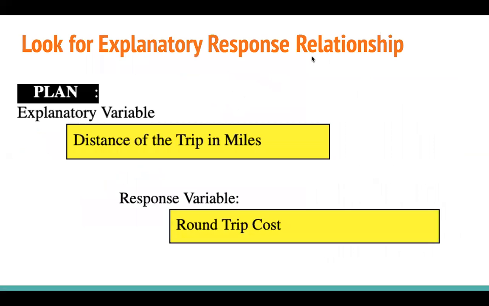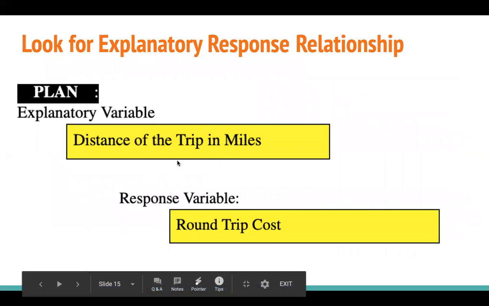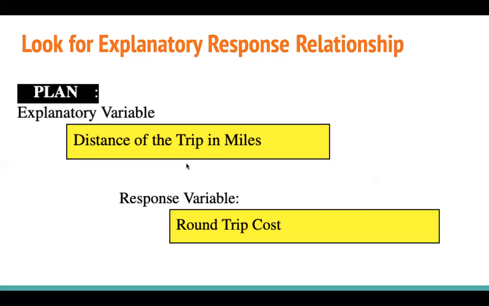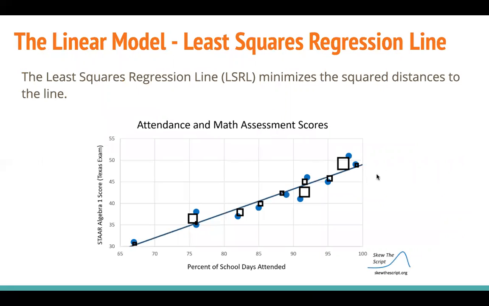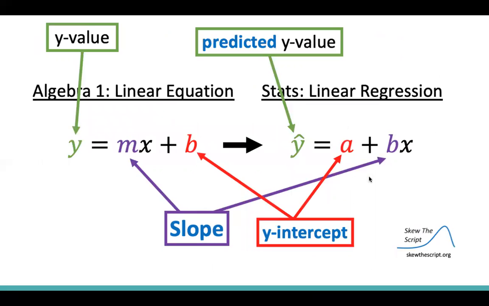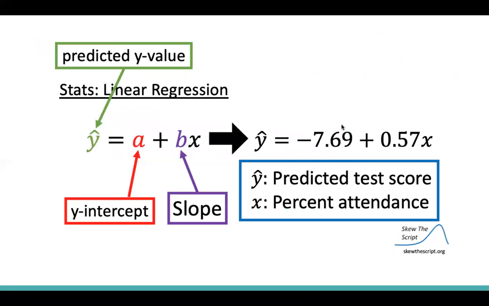Let's move on to prediction models. When I have an explanatory response relationship, I can go ahead and work on making a line. So in the spring break example, the explanatory variable was distance of the trip in miles, and the response variable was the round trip cost. The least squares regression model really minimizes those squared distances to the line. And our form of the line is y hat equals a plus bx. Just remember that form so that when you see it, you're not confused about the different direction.